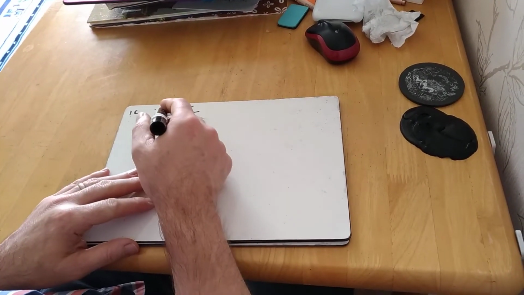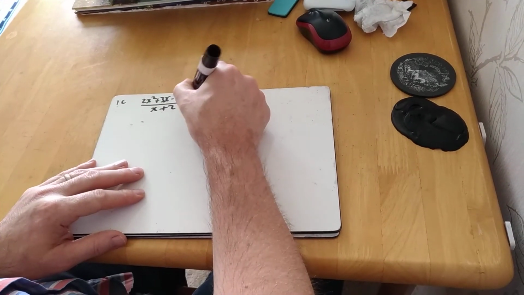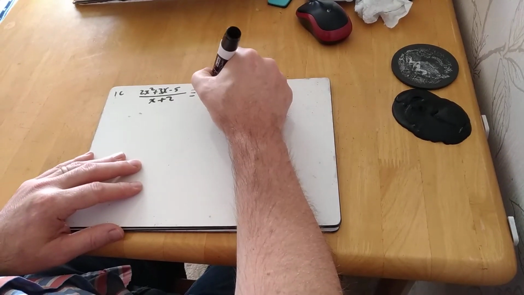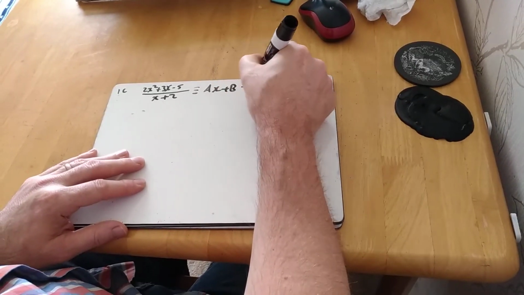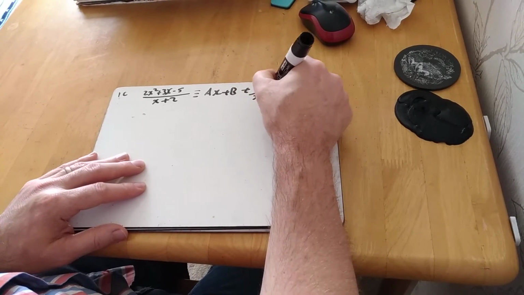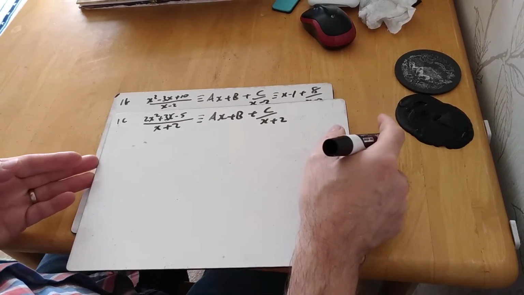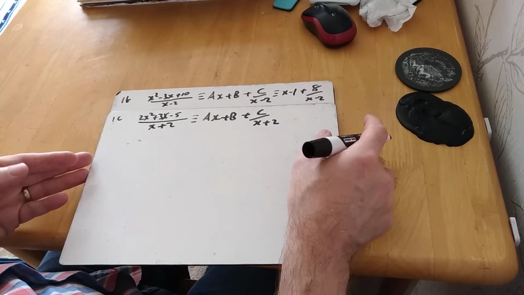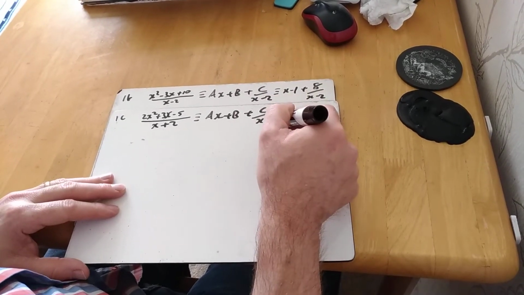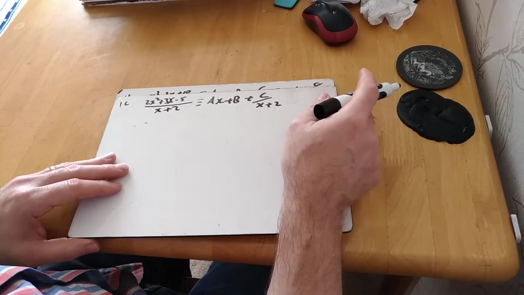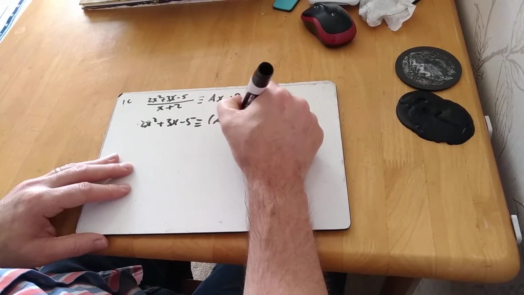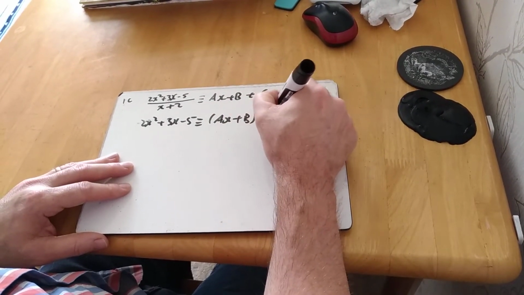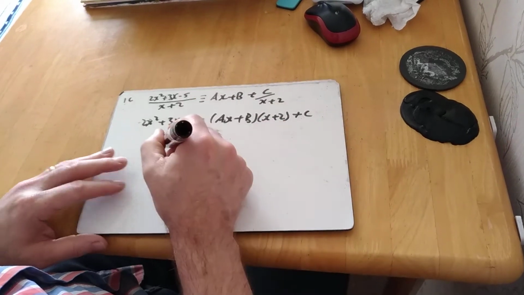Okay. Similar for the third example, 1c. It's a 2x squared one. It's still quadratic over linear. My setup is exactly the same as before: ax plus b plus c over x plus 2. Notice the setup there is exactly the same setup. The only difference is a different function on the bottom of the fraction, but the method is exactly the same. Get rid of the fraction. So (ax plus b) times the bracket x plus 2 and plus c.